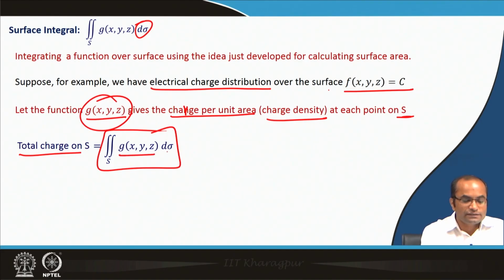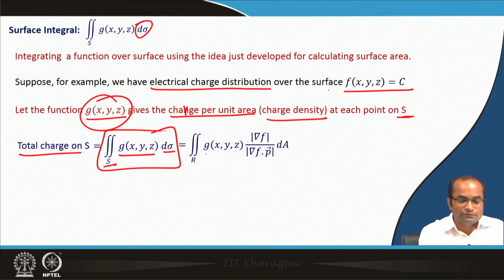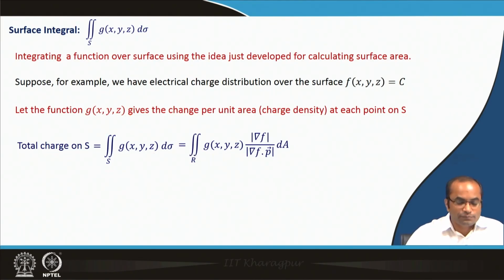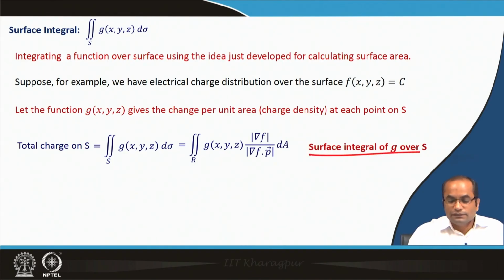So, g(x, y, z), this density, has to be integrated over the surface area, and the idea which we have developed: g(x, y, z) will remain as it is. The only thing is, if we are projecting on the xy plane, then the z has to be replaced using the equation of the surface, or similarly for the other variables, if we are projecting on the yz plane, then there should not be x there, that will be replaced from the equation of the surface. And then this was the differential element. So, we will integrate this over the projected plane. So, we have this surface integral, this is called the surface integral of g over S.